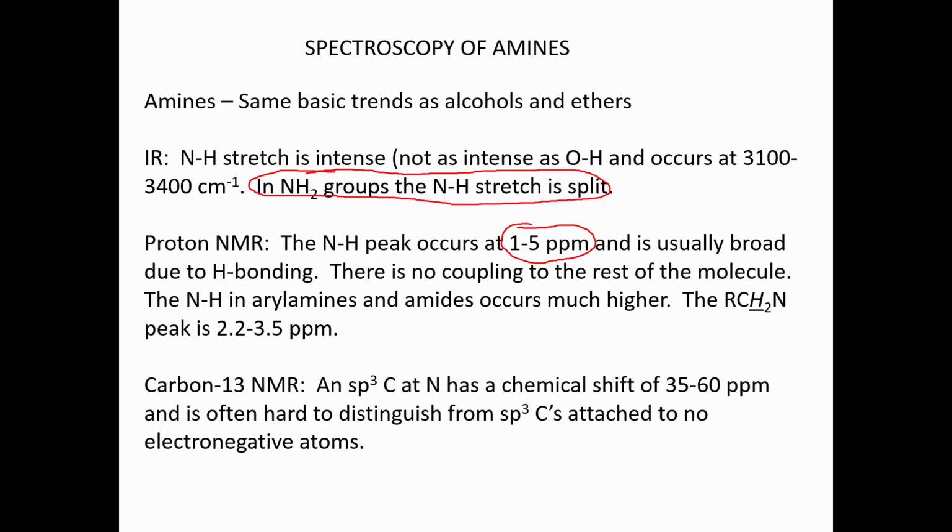The NH in arylamines and amides occurs at a much higher value, typically 6 to 10 ppm. The peak adjacent to the nitrogen is a little bit higher than what you typically see for all carbon and hydrogen systems, but it's not quite as high as you would see if this were an oxygen or a halogen there. In C13 NMR, if we have an sp3 carbon attached to nitrogen, the chemical shift is 35 to 60. Recognize that at the lower end of this range, it's really hard to distinguish this from a regular sp3 carbon that's only attached to either carbon or hydrogen. So only the higher ones are really distinguished.